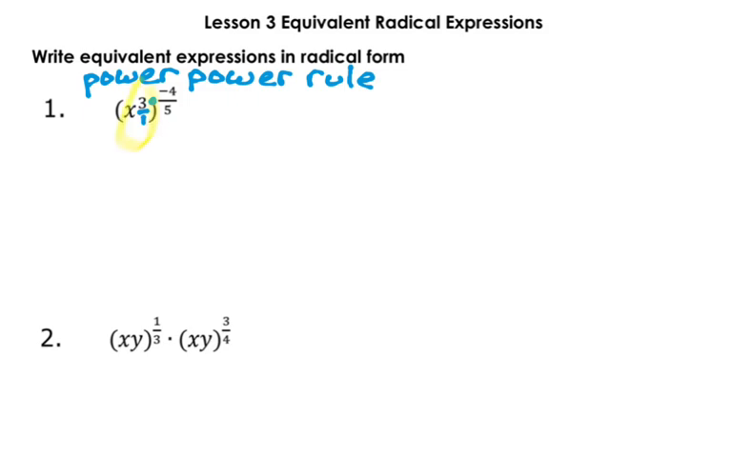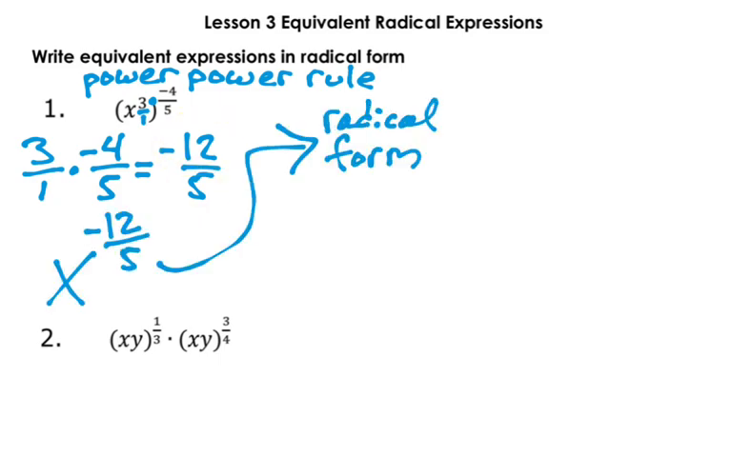So we want to remember 3 is going to just be 3/1. So when we multiply those together, you're going to multiply straight across, and 3 times -4 is -12, and 1 times 5 is going to be 5. So we now have x to the power of -12/5. But remember, we're trying to write things in radical form, not the form of a rational exponent. Again, rational exponent means the exponent is a fraction.